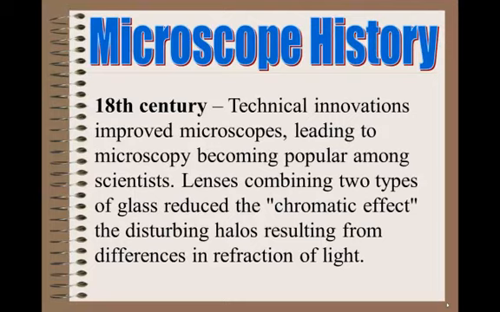In the 18th century, they had all kinds of technical innovations that improved microscopes, leading to microscopy becoming popular among scientists back then. Lenses combining 2 types of glass reduced what they call the chromatic effect, which is a blurriness, especially around the edges, and these halos. There's a chromatic effect with the moon too, and these lenses were trying to reduce that so that you could see the image more clearly.